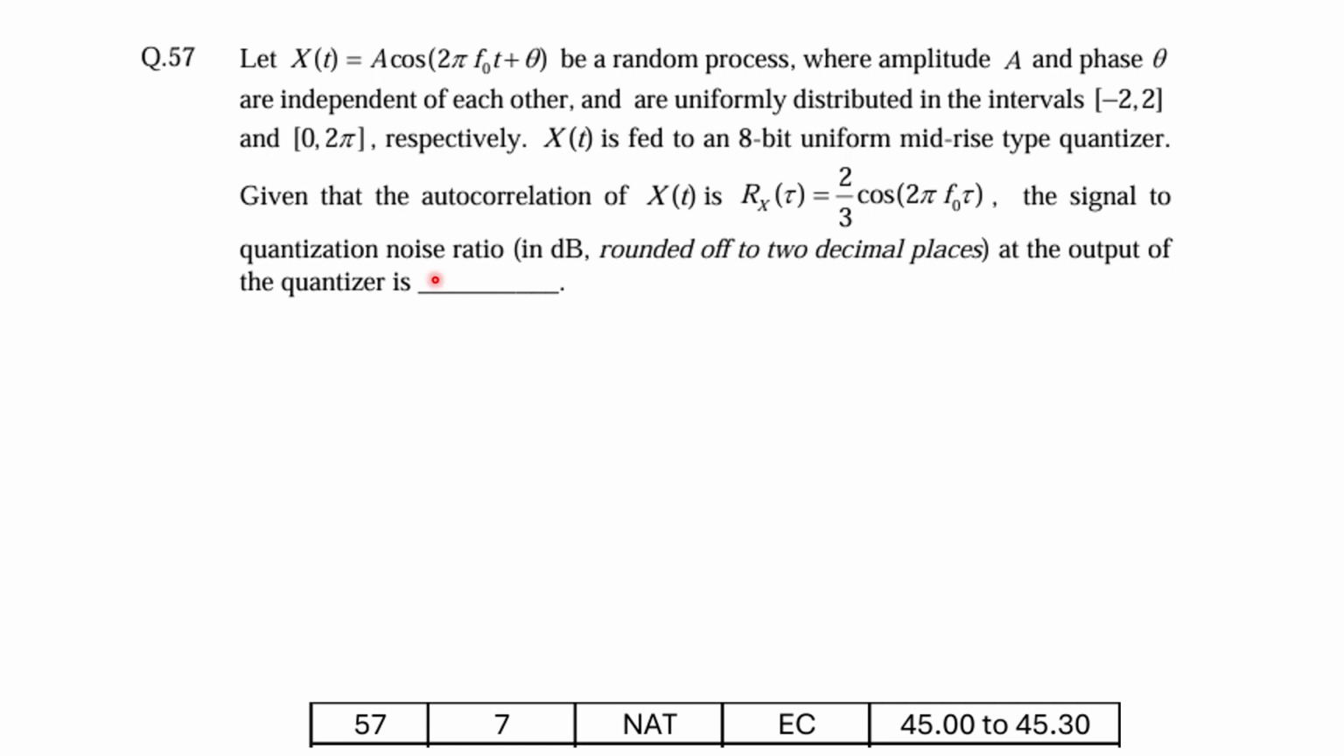Here is another question. X(t) is given via a random process where amplitude A and phase are given independent of each other, uniformly distributed in the intervals -2 to 2 and 0 to 2π respectively. And X(t) goes through an 8-bit uniform mid-rise type quantizer. So this is the normal mid-rise PCM type of quantizer only, right? Given that the autocorrelation is R_X(t) equal to 2/3 cos omega naught t, the question is asking for the signal to quantization noise ratio.